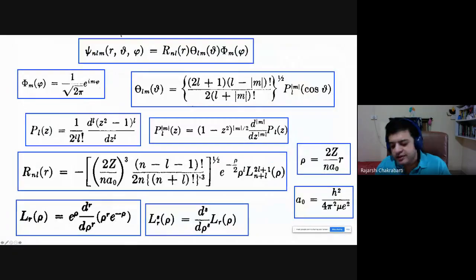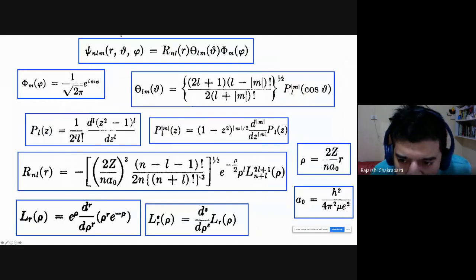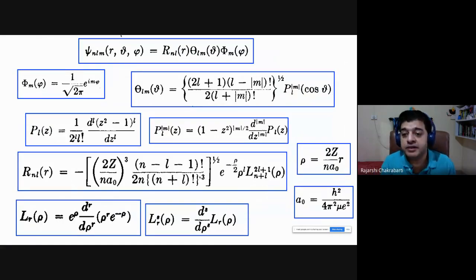Now let me again tell you what is there. But again, I tell you, you don't need to remember these things. What you need to remember is the psi and the phi part, these two. All the other things you don't need to remember. Total psi is written like this. R depends on n and l, theta depends on l and m, strictly speaking mod of m, and phi depends only on m. Now let me concentrate on the theta part.